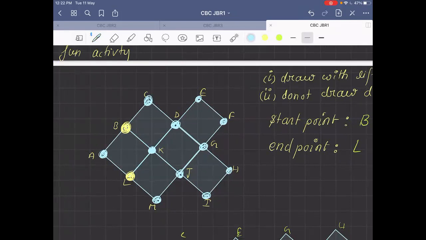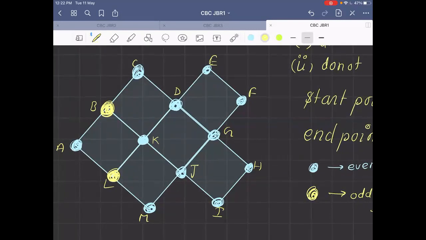I will draw this so that you understand. Blue means an even number of lines, and yellow means an odd number of lines. Now, why are we concerned with odd and even?